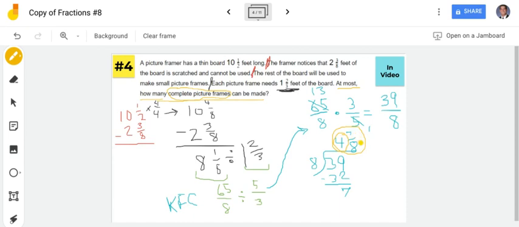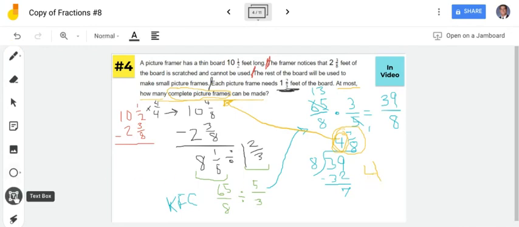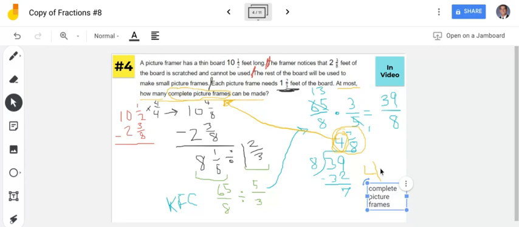So my answer to this question is not going to be 4 7/8. My answer to the question is going to be 4. I can make 4 complete picture frames. So I'll say 4, and let me add a text box in here. Complete picture frames. 4 complete picture frames would be my answer, right?